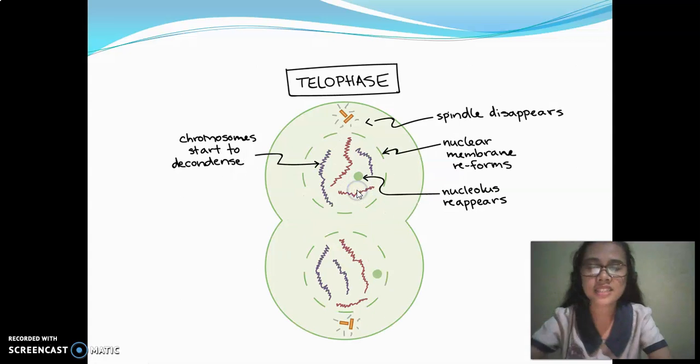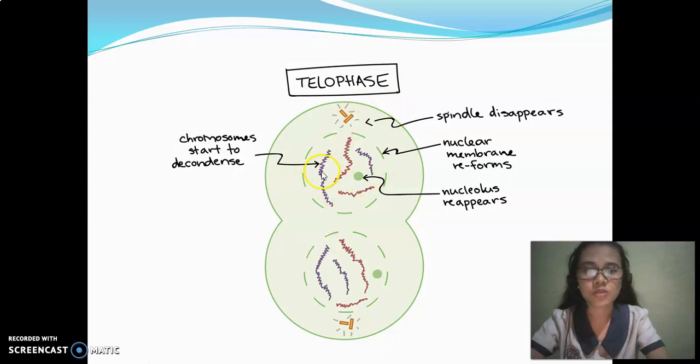The last phase is the telophase. The spindle disappears, and the nuclear membrane reforms around each of the chromosomes, and a nucleolus reappears in each nucleus. The chromosomes also start to decondense. It's no longer in the X shape.